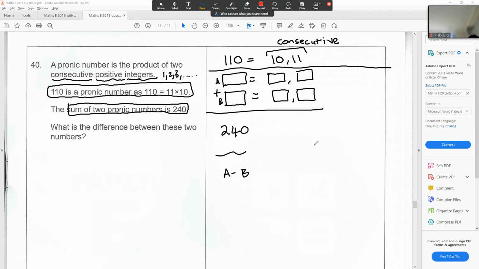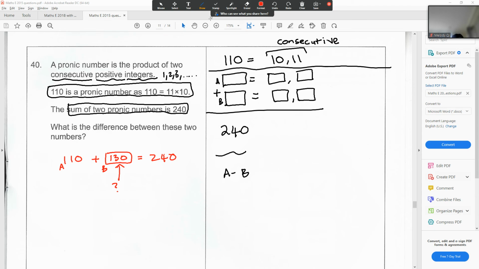Okay. So the sum of two pronic numbers that add up to 240, I mean, those must be something like 10 and 11, right? 110, you could say, right? So let's say we had 110 as a pronic number. The only number we can add to this, let's assume this is A. If we assume that's A, then B has to be 130 because that will add up to 240. But is 130 a pronic number?